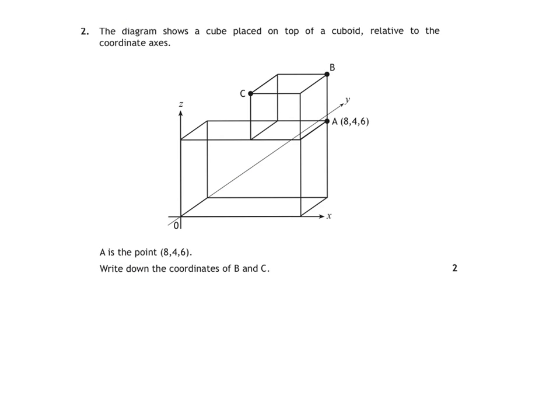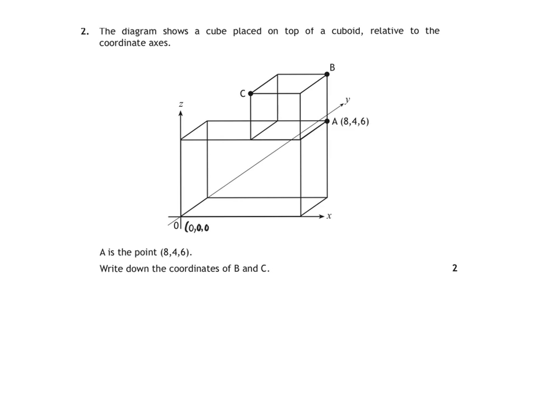Right, so question 2, we have a box that shows a cube placed on top of a cuboid relative to the coordinate axis. We've been told point A is 8, 4, 6, and we need to write down the coordinates of B and C. Okay, so the first thing we need to figure out is, have a think about what we know about cuboids and what we know about cubes. My way of doing this would be to mark all the coordinates that we know.